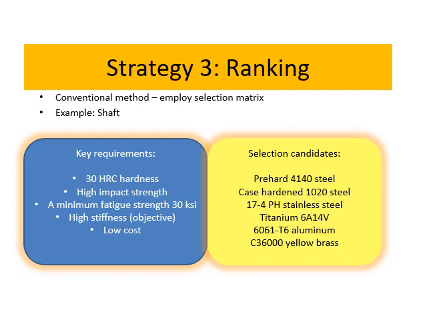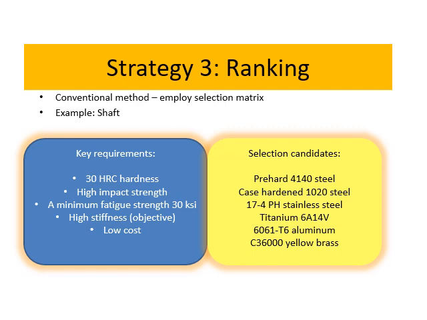So this is the list of materials for the shaft after screening on these key requirements. Okay, 30 HRC, which is Hardness Rockwell C, high impact strength, a minimum fatigue strength of at least 30 kilopounds per square inch, high stiffness, and low cost. The candidates are shown in the slide, so you need to use the selection matrix table for proper ranking.